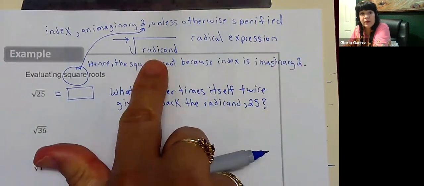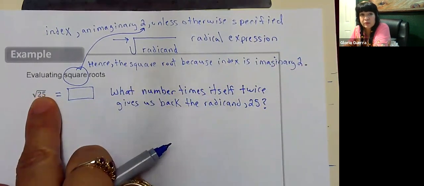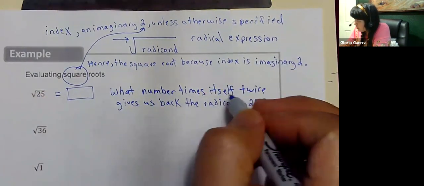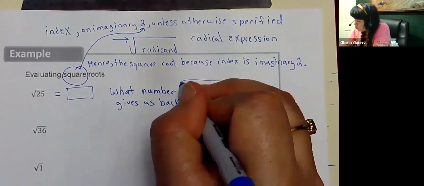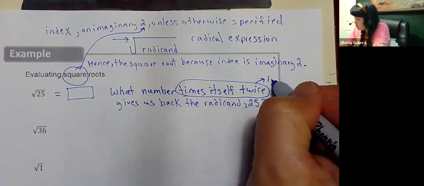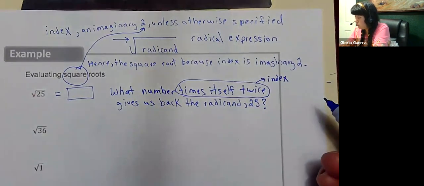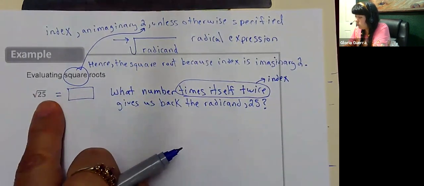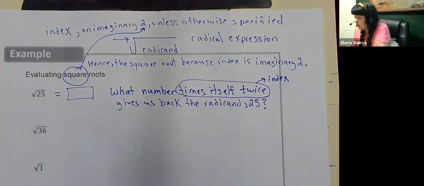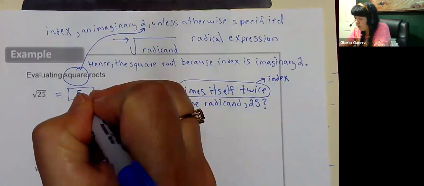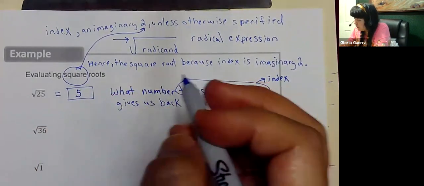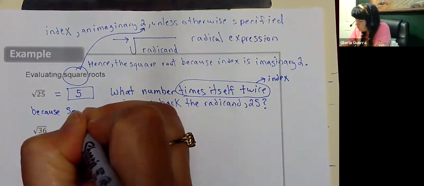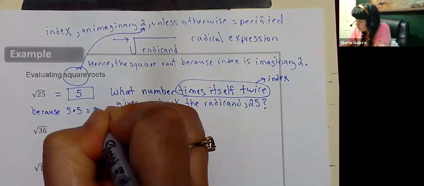So remember, this is called a radicand. The radicand is 25, and the index is imaginary 2. So that's where times itself twice comes in, because the index is imaginary 2, and the radicand is 25, the number underneath the radical expression. So in our case, the answer would be 5, and that's because 5 times 5 is 25.